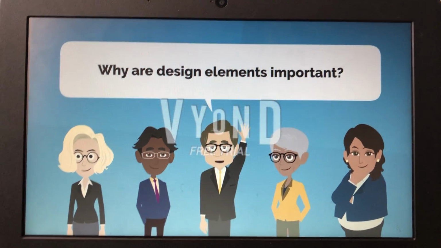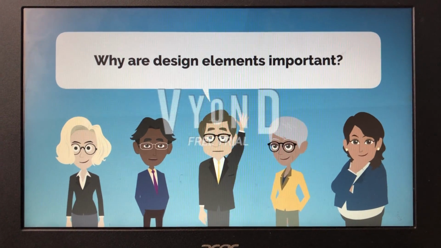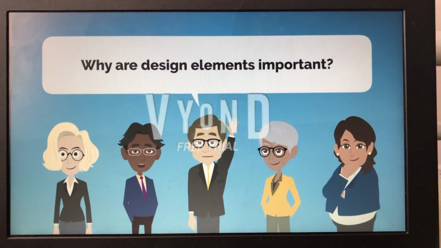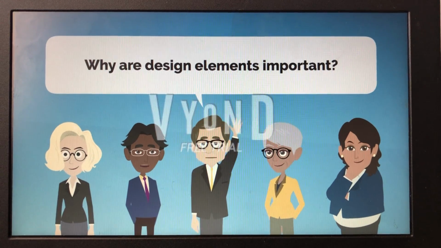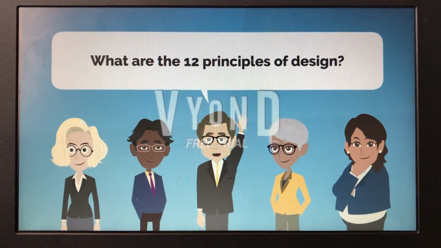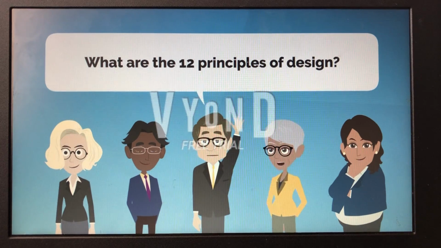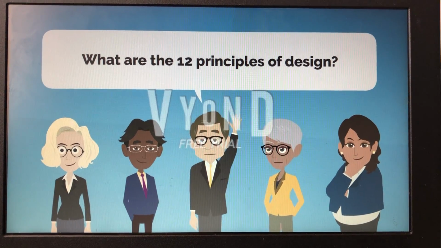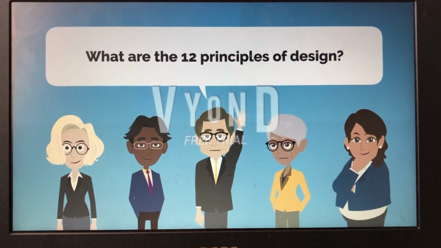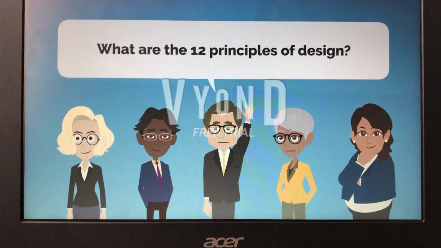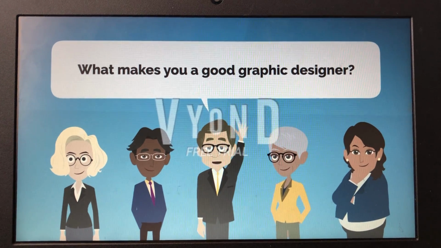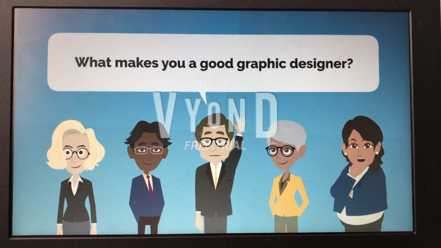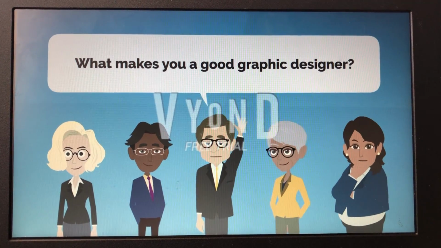Why are design elements important? It's because those features are used to enhance the user experience, such as marks or points, lines, shapes, colors, and textures, to name a few. What are the 12 principles of design? Contrast, balance, emphasis, proportion, hierarchy, repetition, rhythm, pattern, white space, movement, variety, and unity. What makes you a good graphic designer? A great graphic designer must be imaginative, and they must be able to apply that imagination to their work.